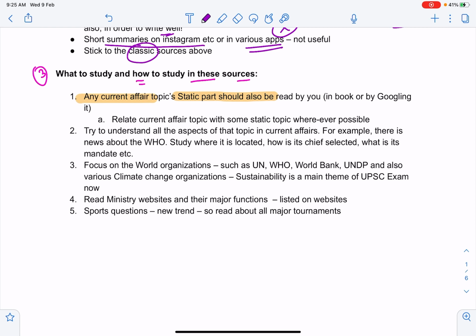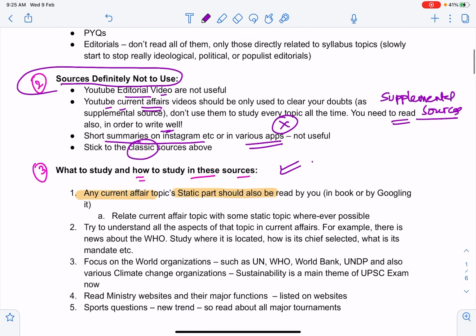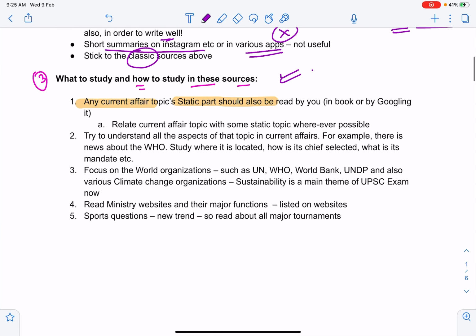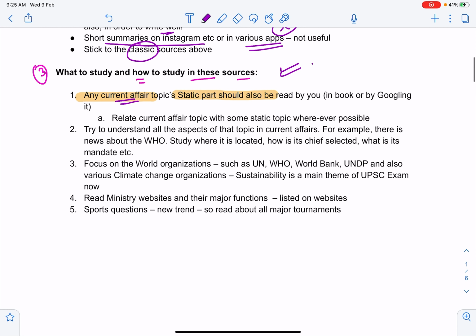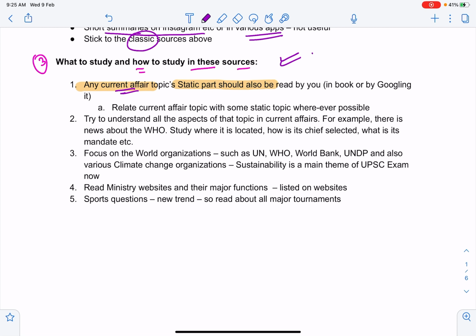Then, what to study and how to study. Now this is the most important part, how to study all the things that I've told you. Well, for any current affairs topic, let's say you have read a current affairs topic, and there is some mention of the World Health Organization, some new scheme or some new program. Then go ahead and also read the static part of that.